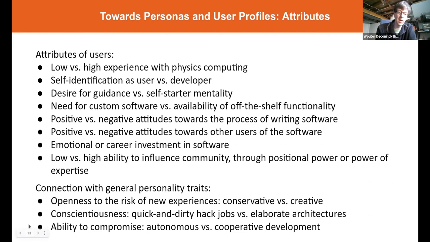And we connected some of that with general personality traits in the Big Five personality traits model. Particularly openness to new experiences, which leads to a distinction between more conservative behavior in adopting software versus creativity when developing new software; conscientiousness, which is quick and dirty hack jobs versus an architecture that is well developed, maybe too well developed; and then the ability to compromise, which is autonomous development of software versus cooperative development of software in a group.